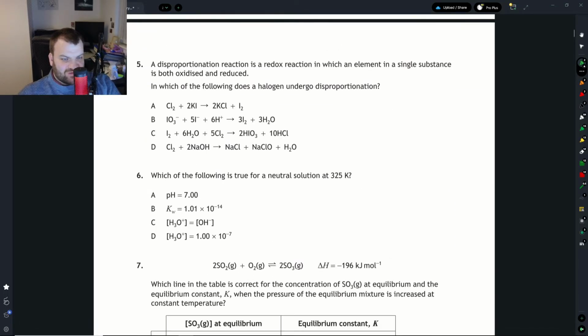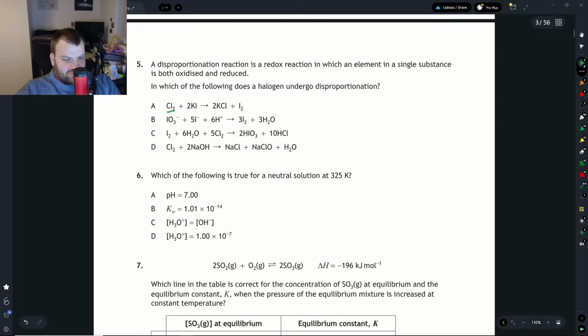In this question, we have a disproportionation reaction. It's a redox reaction in which an element in a single substance is both reduced and oxidized. Okay, let's have a little look at what's happening here.